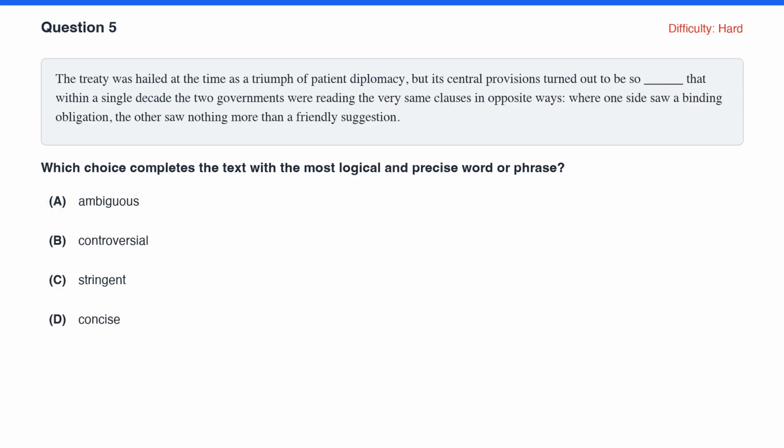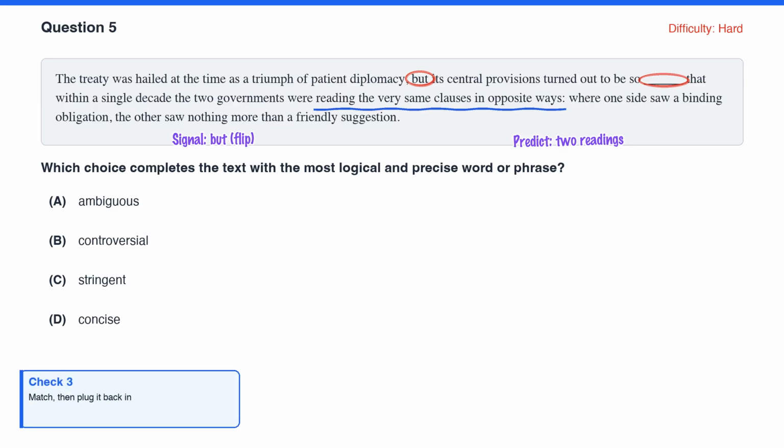Question 5, the hardest of the day. The signal is but flipping us away from the praised triumph of patient diplomacy. The colon then defines the blank cold. The two governments were reading the very same clauses in opposite ways. One side saw a binding obligation, the other saw nothing more than a friendly suggestion. Predict. The provisions were unclear, open to two readings. Now check 3, match, then plug it in, and several choices point the right way, so be precise.